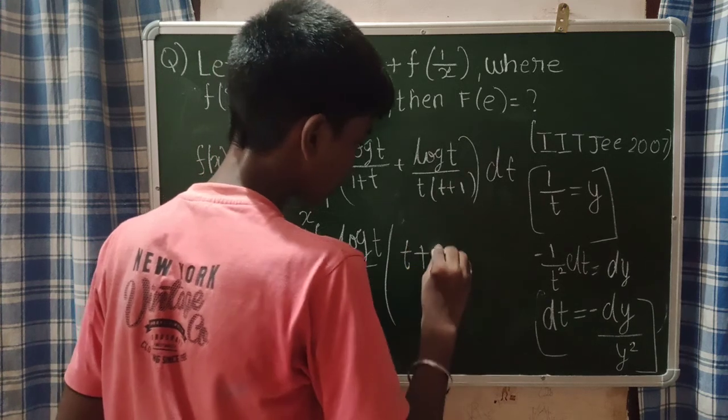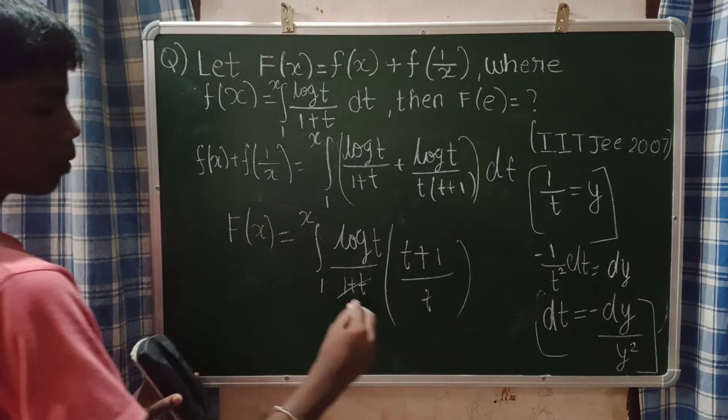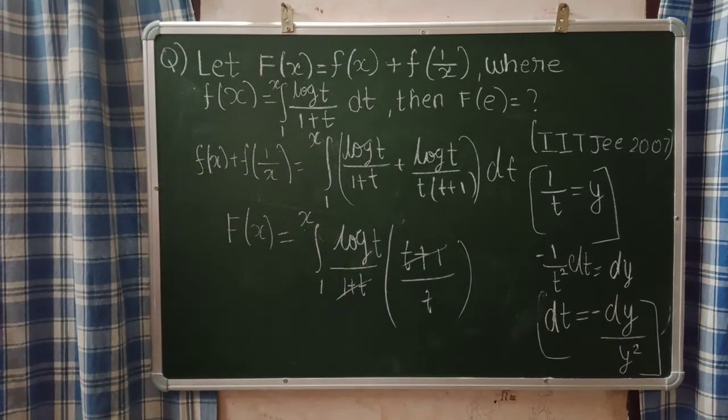LCM, okay? t plus 1 divided by t. LCM only, it's a very simple task. Now I will cancel this 1 plus t and this t plus 1. Both are the same only now, so I will cancel out these two terms.